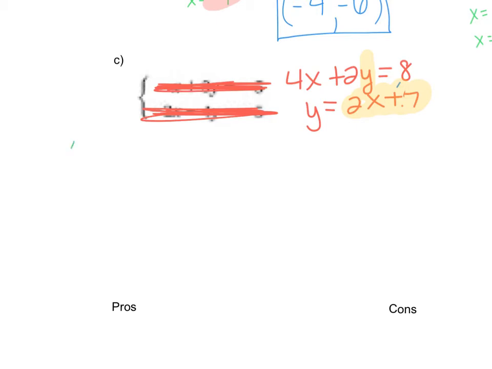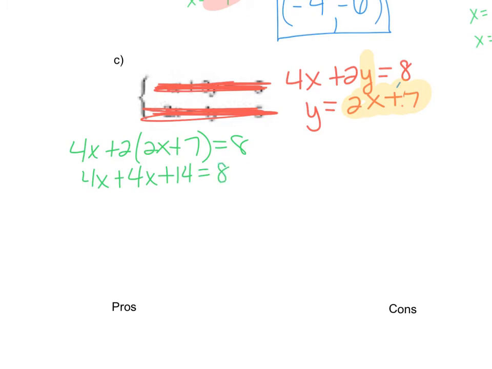So I would have 4x plus 2 times 2x plus 7 equals 8. Distribute. 4x plus 14 equals 8. Combine like terms.